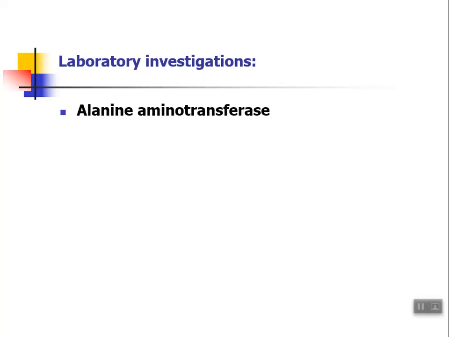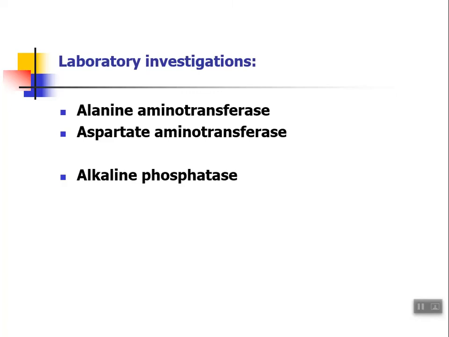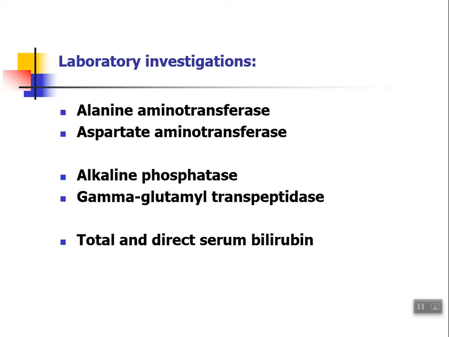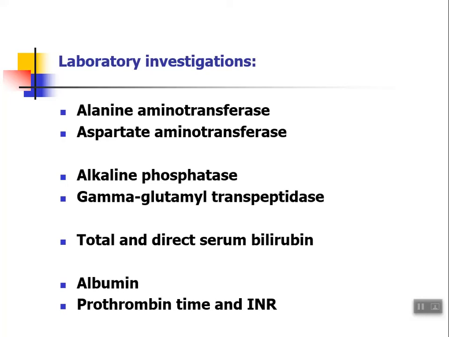The laboratory investigations include alanine aminotransferase and aspartate aminotransferase, which are markers of degeneration or necrosis of hepatocytes, alkaline phosphatase and gamma glutamyl transpeptidase (gamma GT), which are markers of cholestasis, total and direct serum bilirubin, serum albumin, and prothrombin time and INR. Albumin and INR are the markers of synthetic function of the liver.